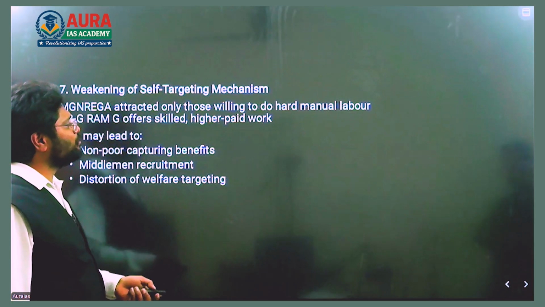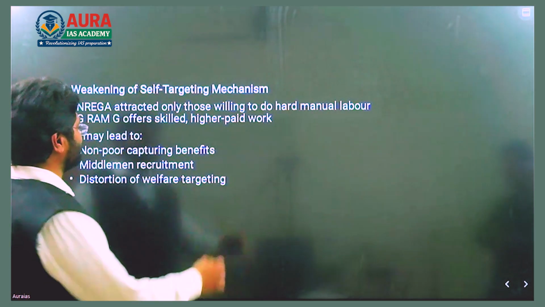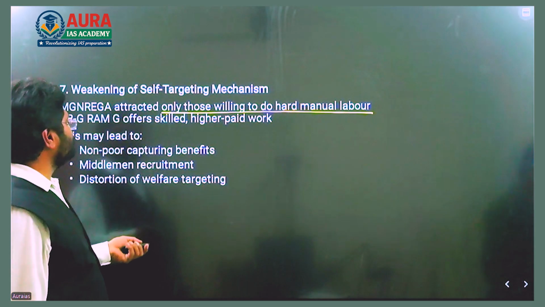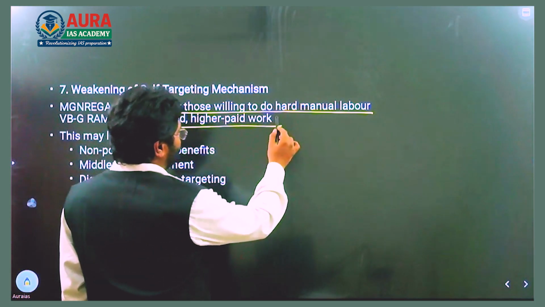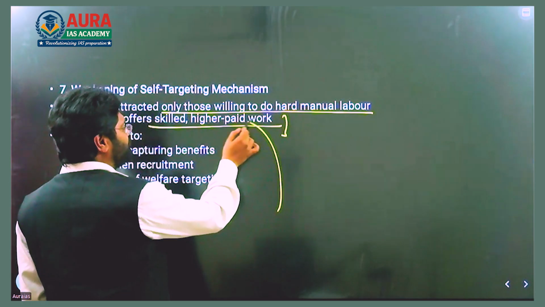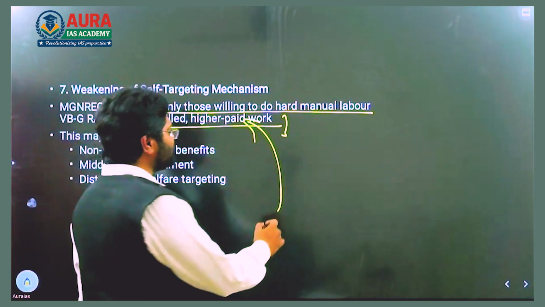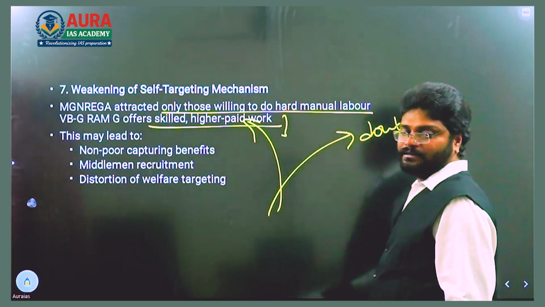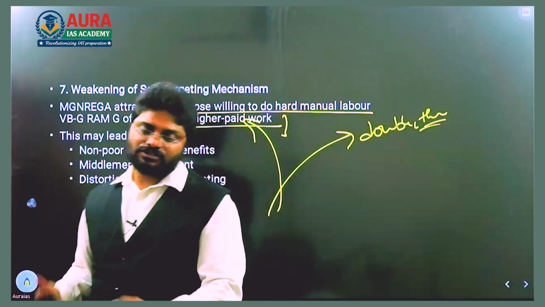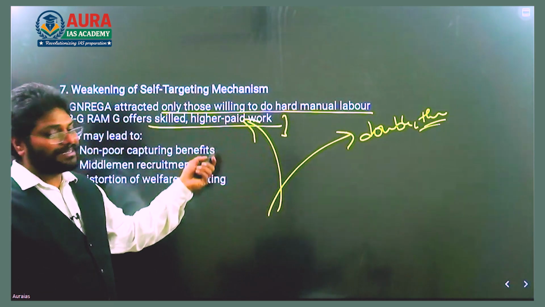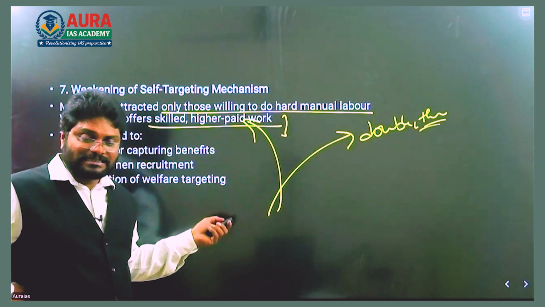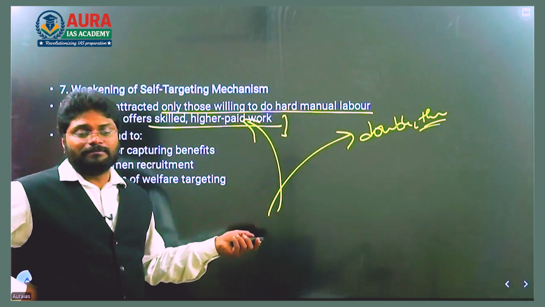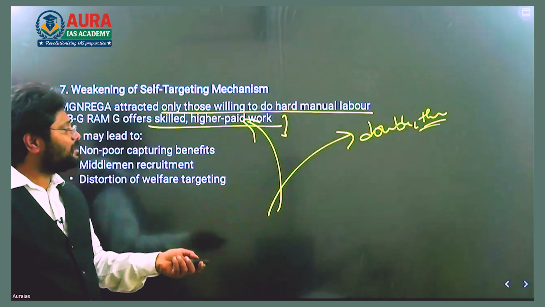MGNREGA attracted only those willing to do hard manual labor. But VB-G RAM G offers skilled and high-paid work. So if these people opt for these works, their wages in the market may double or triple. So again, one way we are fixing the issue, another issue will arise. Understand? The person who is getting employment in companies because he is skilled is diverted towards the village works, so that their salaries will be higher, and so manpower shortage will occur.